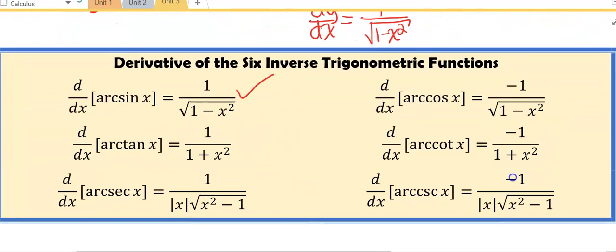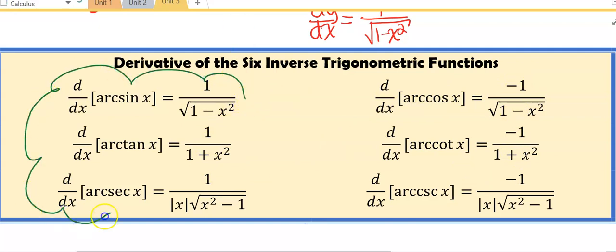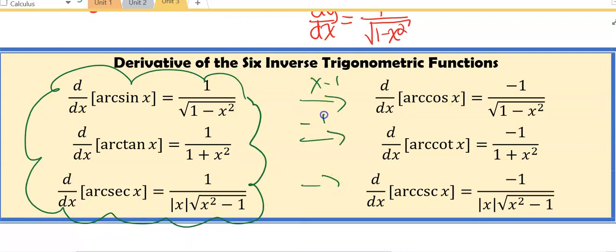So notice we have arc sine, arctan, arcsecant, and then cosine, cotangent, cosecant. The only difference between these is that the first ones are all positive in the numerator, and these are all negative in the numerator. So ideally, if you could memorize these, then in matching them up correctly, you just put a negative, multiply by a negative 1, etc.